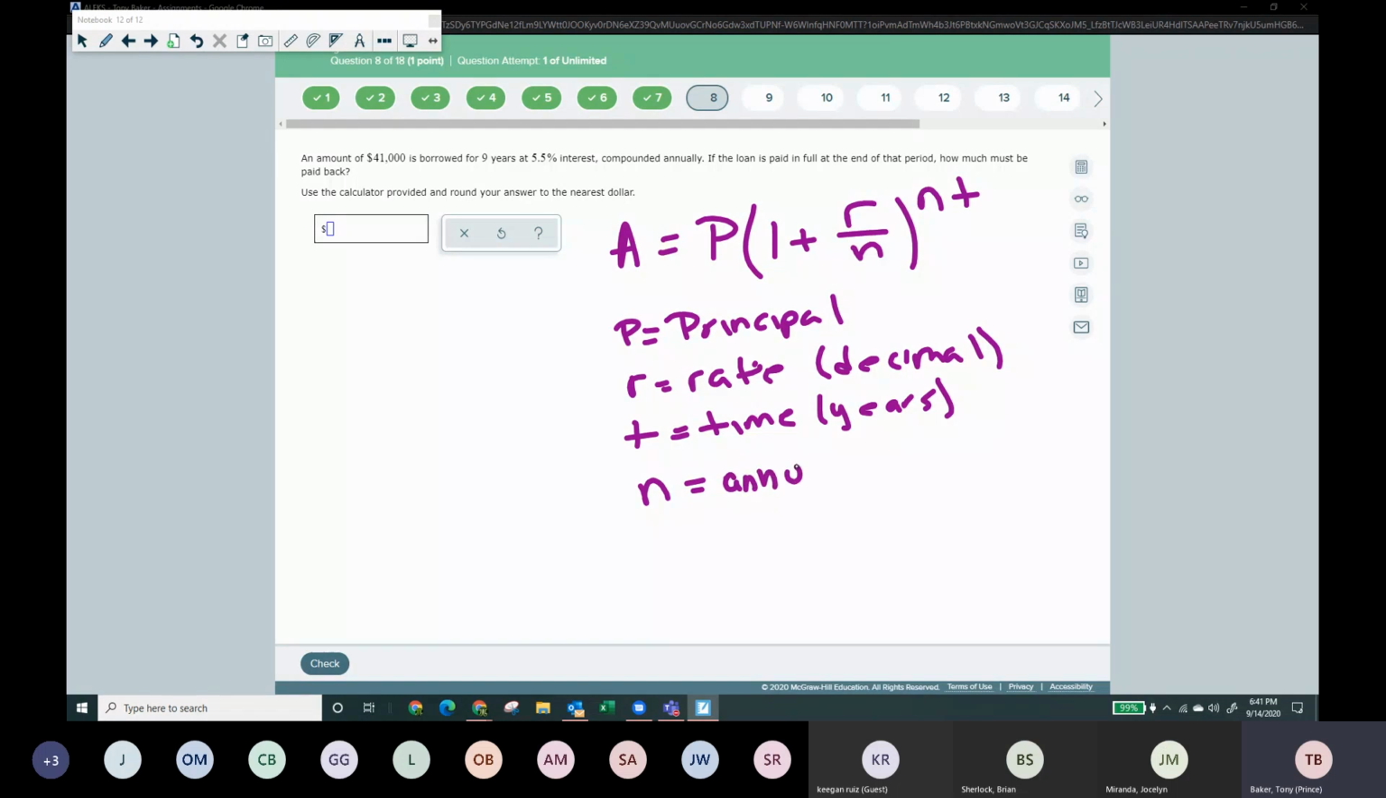So annual is 1, semi-annual is 2, monthly is 12. And I think that's actually the only ones you see in this problem. Depending on the bank, daily is actually 360 and not 365.